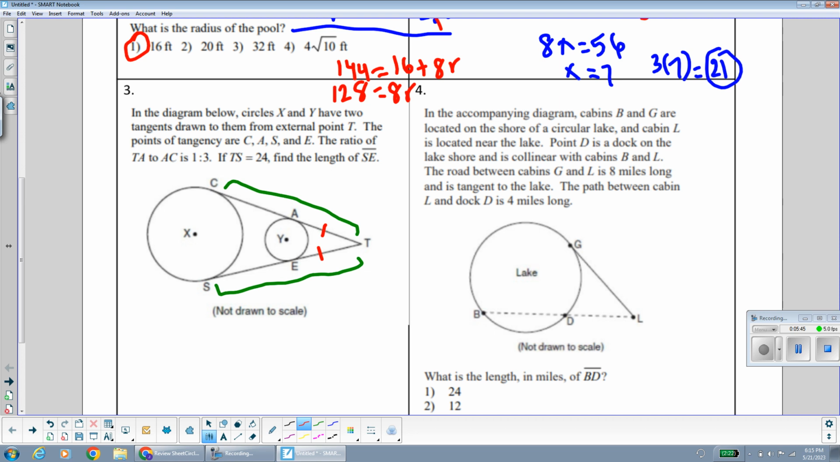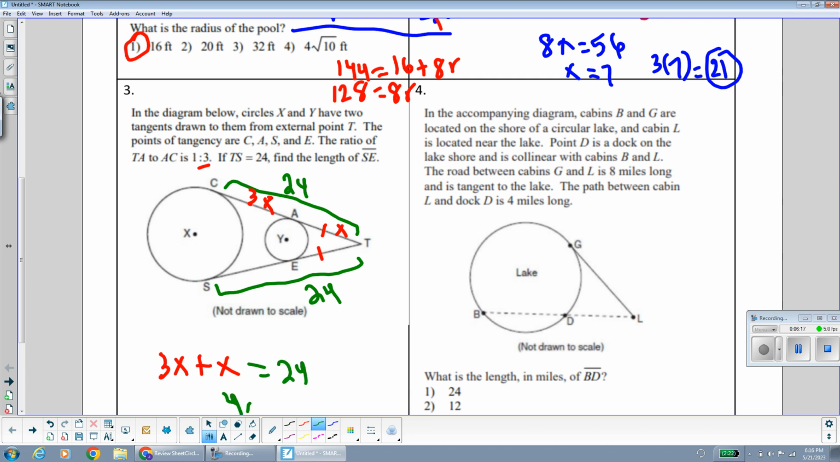They tell us the ratio of TA to AC is 1 to 3. So I'm going to represent TA as x, or 1x, and AC as 3x. And we know that the whole line TS is 24. So that means this whole thing is 24 as well. So we can make an equation that says 3x plus x, the two parts, equal the total of 24.